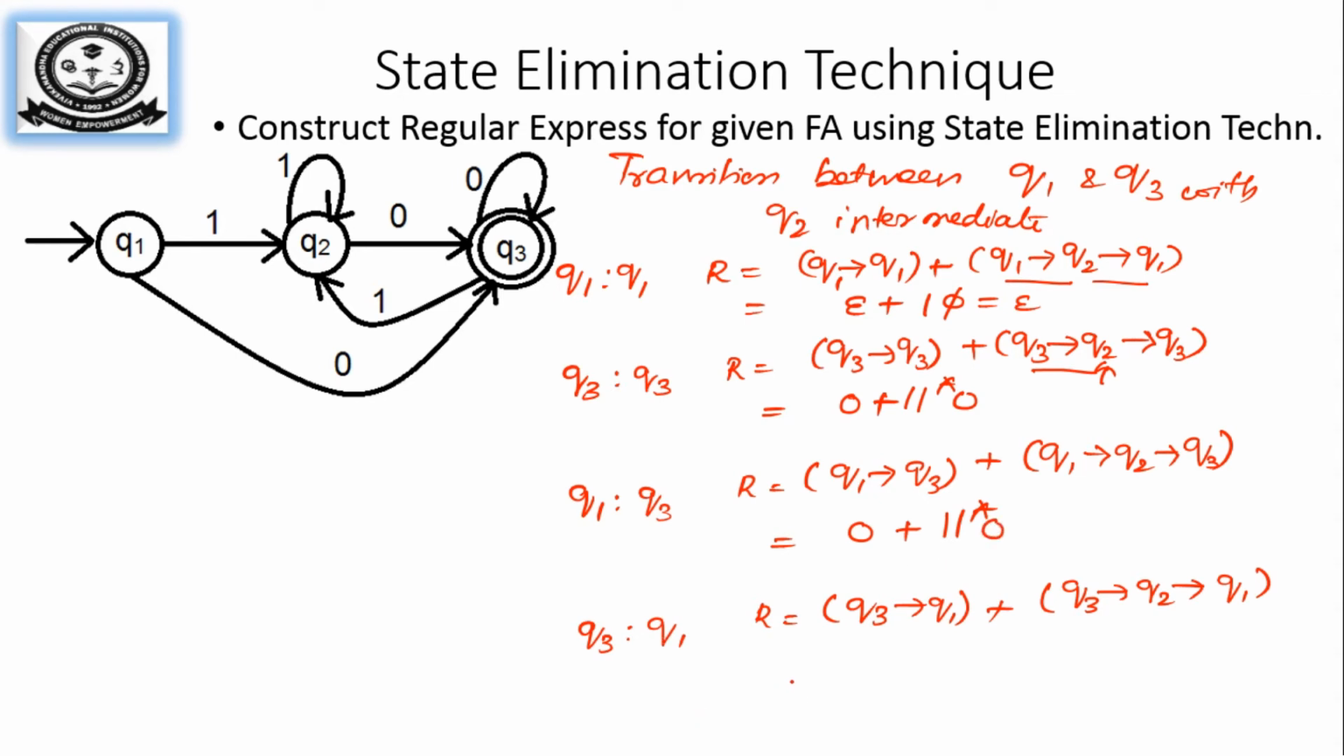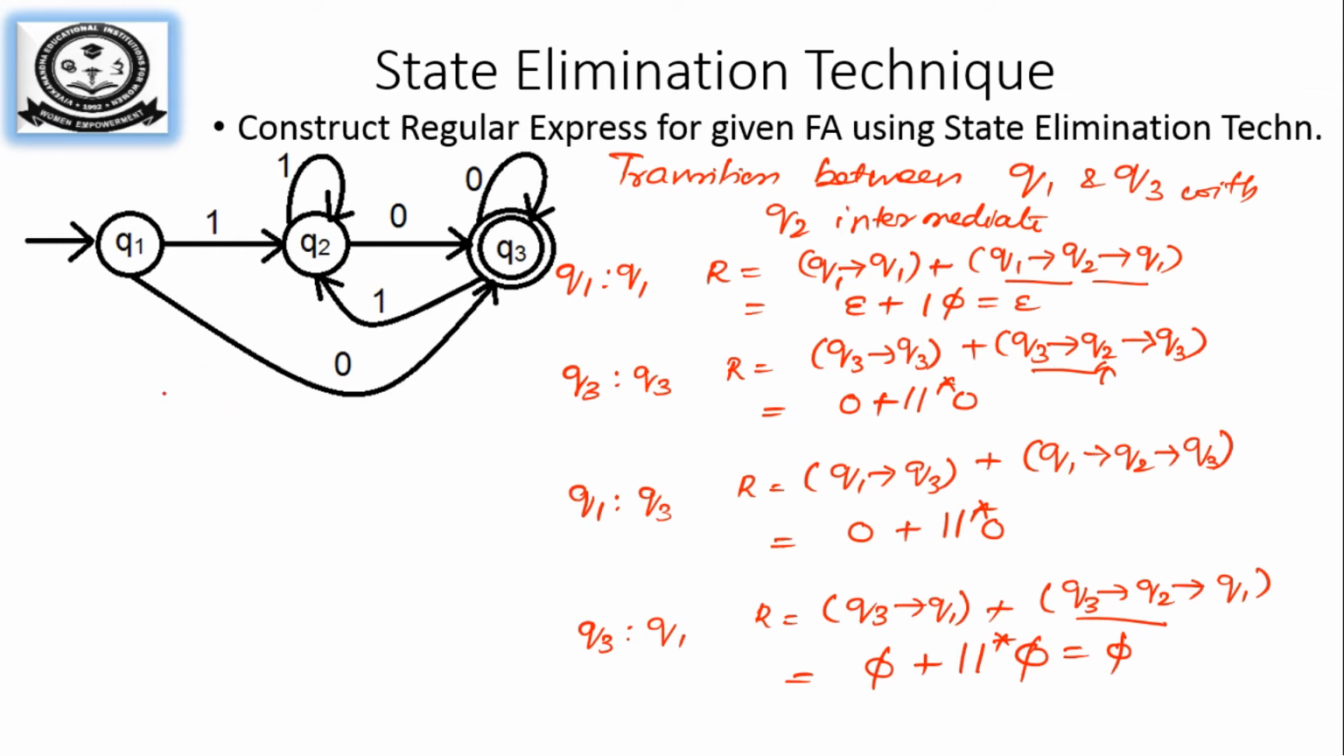Then we will come to Q3 to Q1. Is there any direct transition from Q3 to Q1? No. So we will have an empty. Then Q3 to Q2, you have 1. Then Q2 has a self transition. Then Q2 to Q1, which is empty. So you will have phi over here. So finally it is phi.